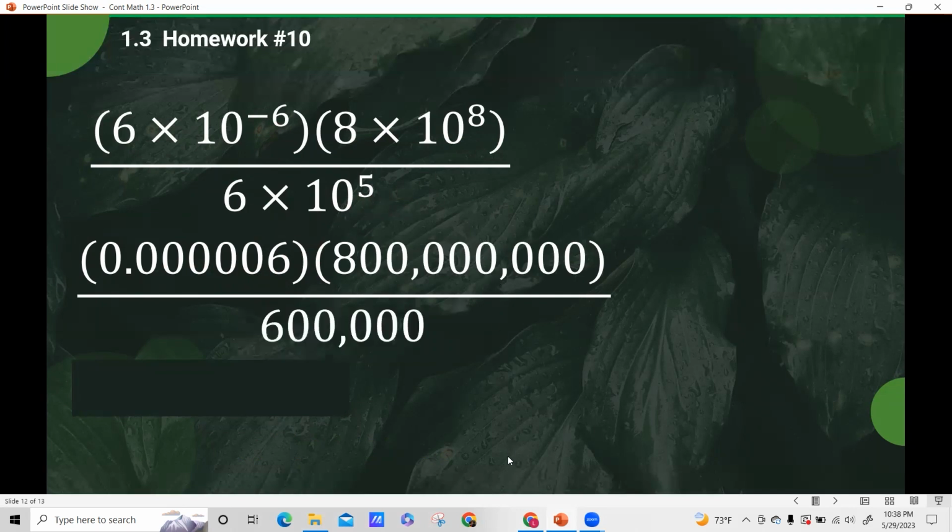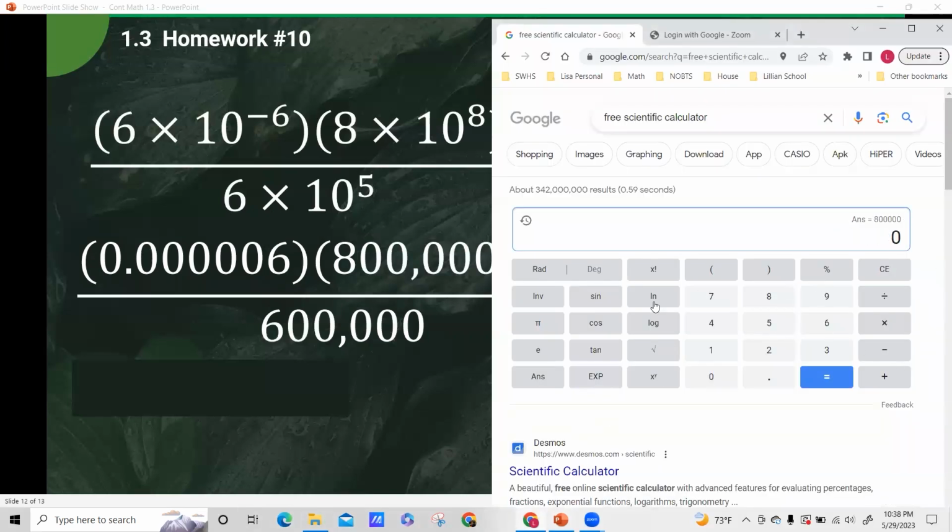All right, then we're going to grab our calculator. Let's clear this out. We're going to do point, 5 zeros, 1, 2, 3, 4, 5, and a 6. And then times 8 with 8 zeros, 1, 2, 3, 4, 5, 6, 7, 8. I'm going to hit enter, and then I'm going to hit divided by, and do 6 with 5 zeros, 1, 2, 3, 4, 5. Enter.